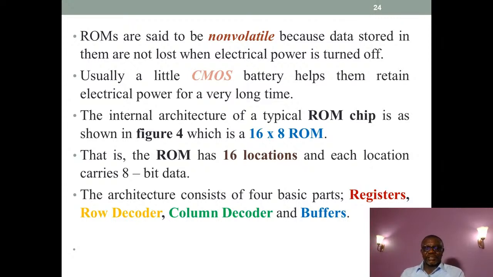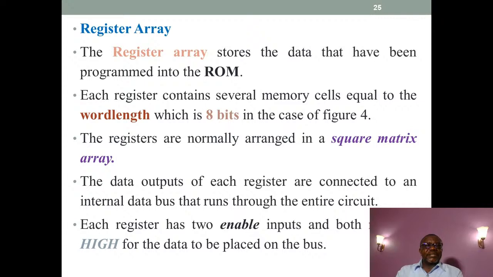The architecture consists of 4 basic parts: the registers, the row decoder, the column decoder, and the buffer. Now, the register array stores the data that have been programmed into the ROM. Each register contains several memory cells equal to the word length, in this our case, 8 bits, which we see in Fig 4. The registers are normally arranged in a square matrix. The data outputs of each register are connected to an internal data bus that runs through the entire circuit. Each register has 2 enable inputs, and both must be high for data to be placed on the data bus.